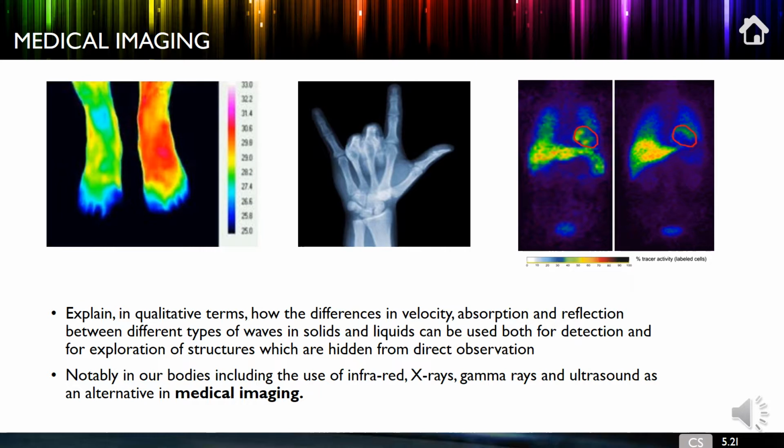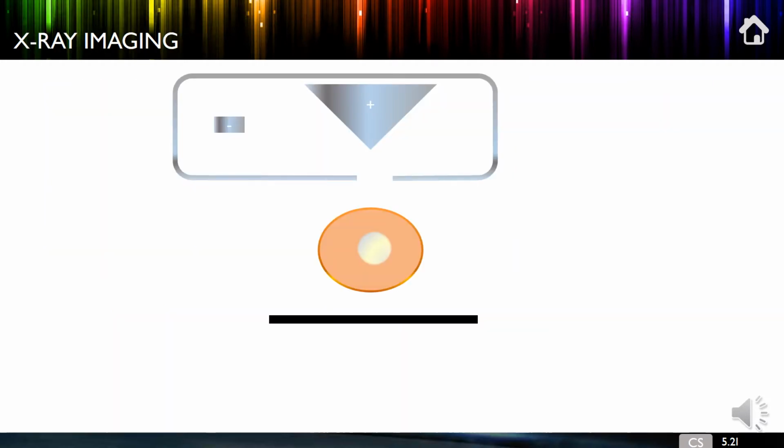Medical imaging is a very important use of EM waves. So here we've got infrared, we can see there's some kind of inflammation. X-rays we're very familiar with, and then gamma we're less familiar with. So let's look at those last two in a bit more detail.